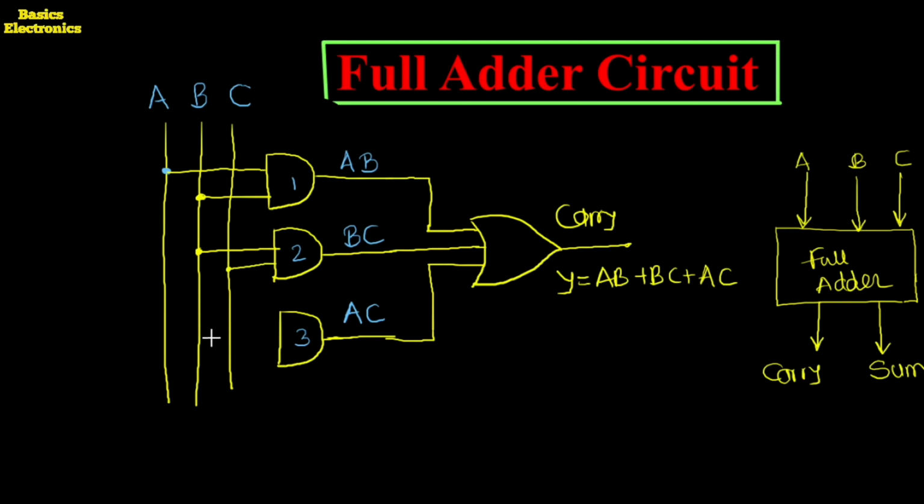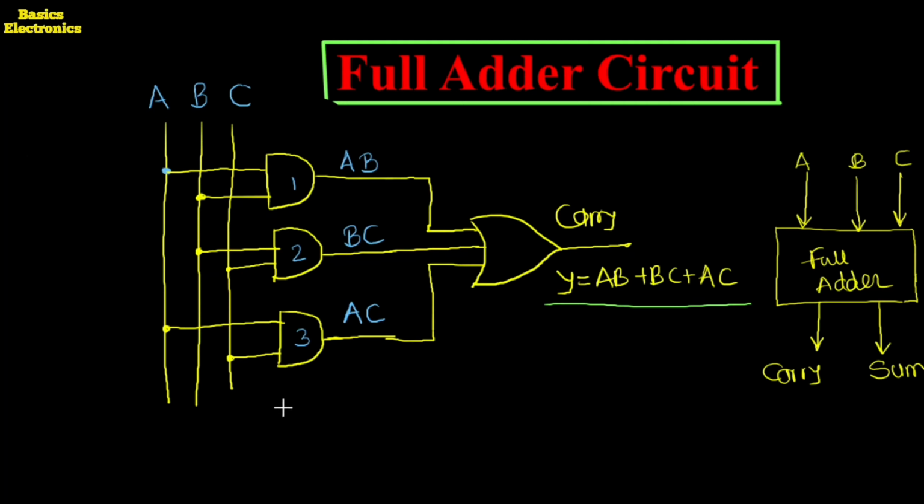the third AND gate, we apply again two inputs. These are the A input and the C input. Here is the C input. Okay, so here the three AND gates we are using to obtain the carry between the two binary bits, and then we apply the outputs of the individual AND gates to the OR gate to generate the final carry, and that equation is Y equals AB plus BC plus AC.